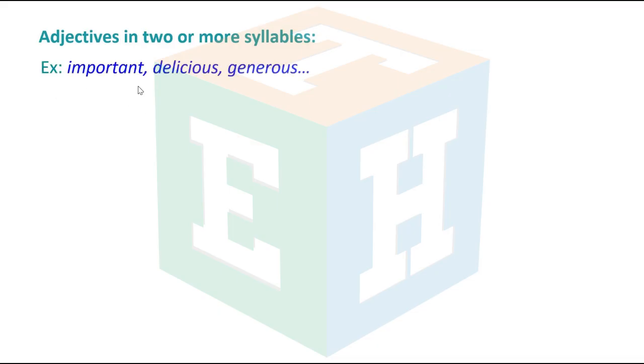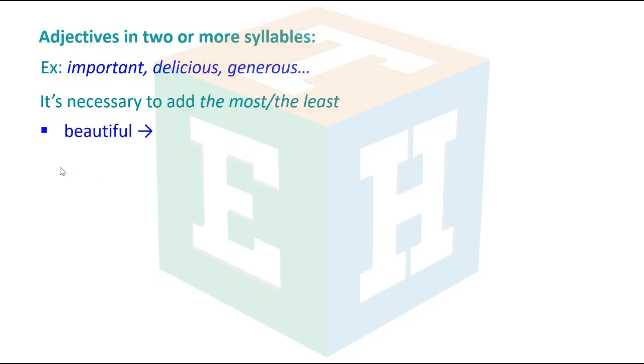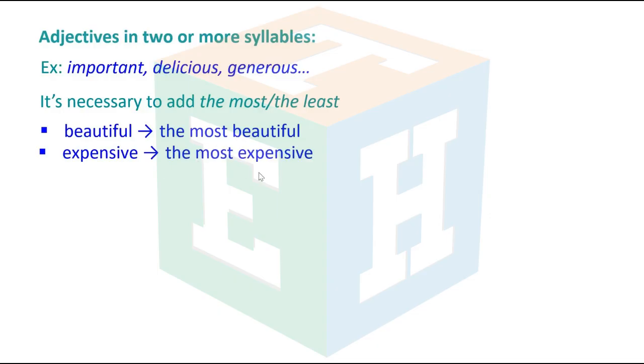Adjectives in two or more syllables. Example: important, delicious, generous. It's necessary to add the most or the least. Beautiful, the most beautiful. Expensive, the most expensive.